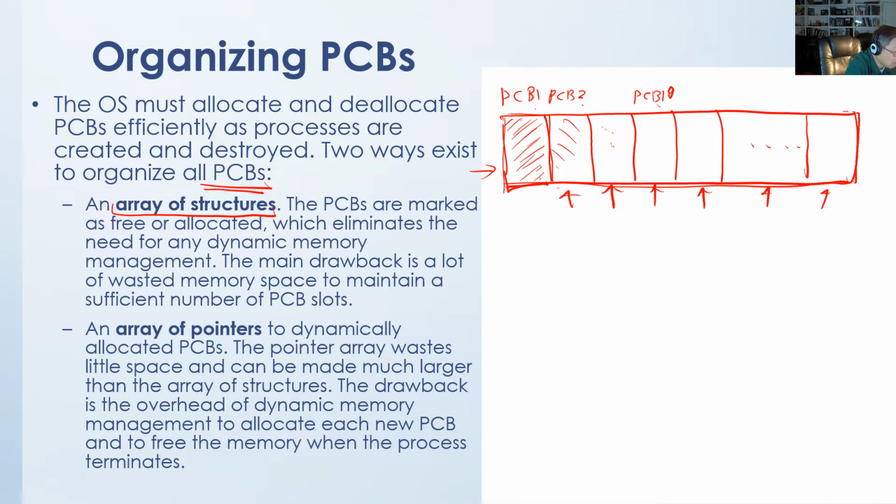The performance is the advantage of using an array of structures. The main drawback is a lot of wasted memory space to maintain a sufficient number of PCB slots. Suppose the operating system wants to support up to 100 processes, then it needs to allocate 100 structures, say 0, 1, 2, all the way to 99. That space will be used regardless of whether you have 100 processes or not. Even though you don't have any processes, that space will be allocated.